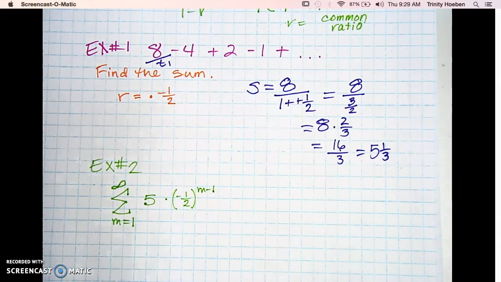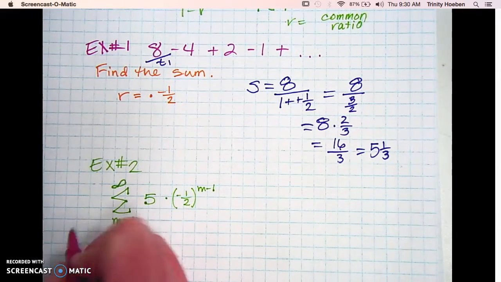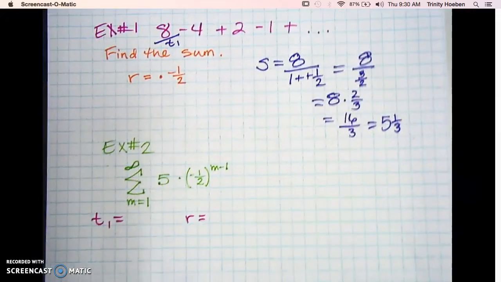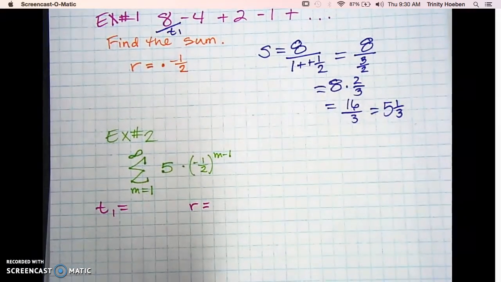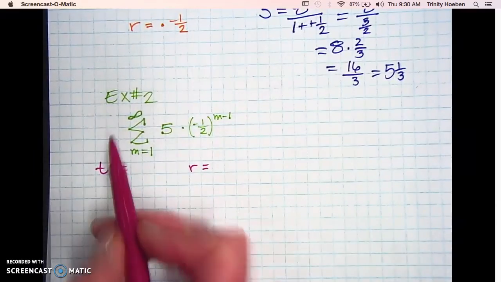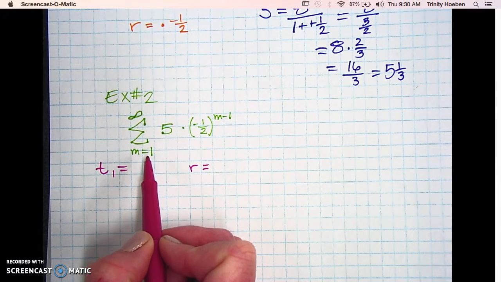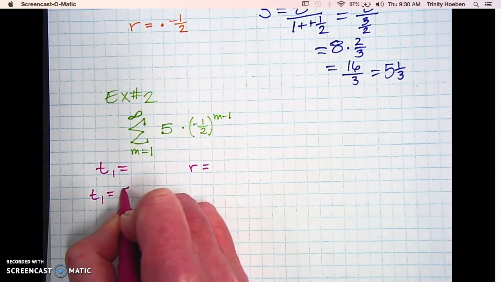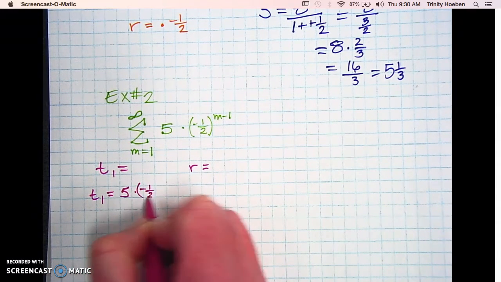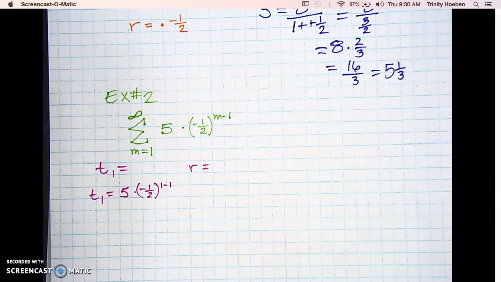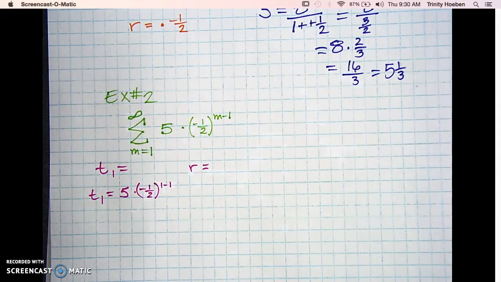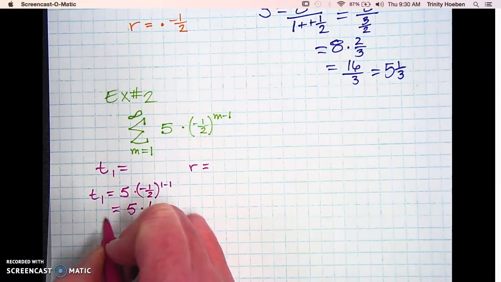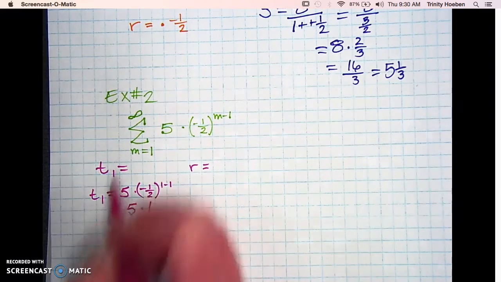And so for the formula, you need 2 things, right? You need term 1, and you need the common ratio. All right, so to get term 1, we're going to take 1, because they're telling us the first number is 1, so we're going to plug in 1. So let's calculate it. 5 times -1/2 to the 1 minus 1. 1 minus 1 is 0. Anything to the power of 0 is 1. So this is 5 times 1. And 5 times 1 is 5. Okay? So term 1 is 5.